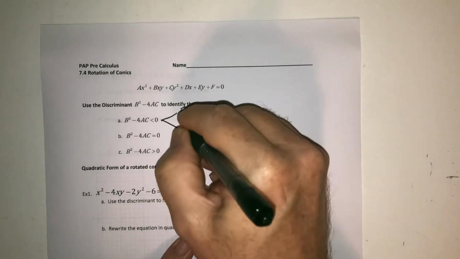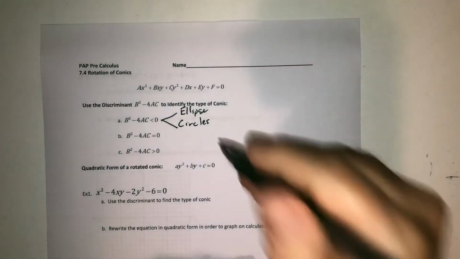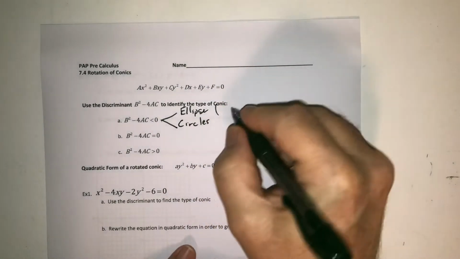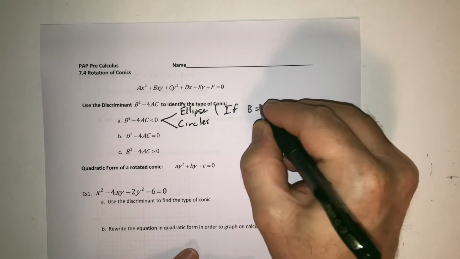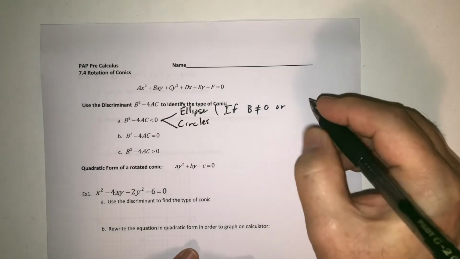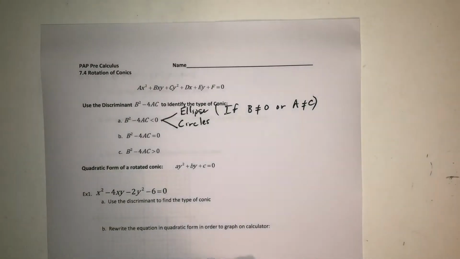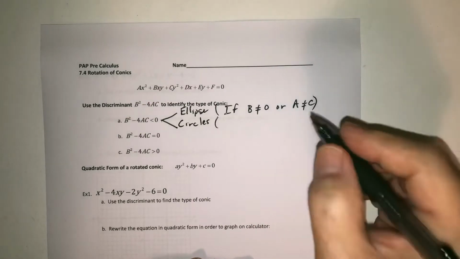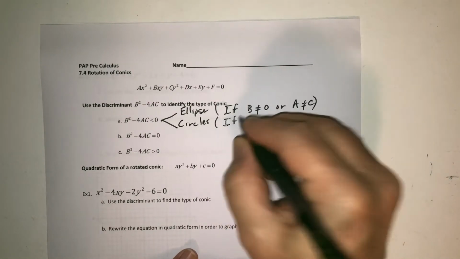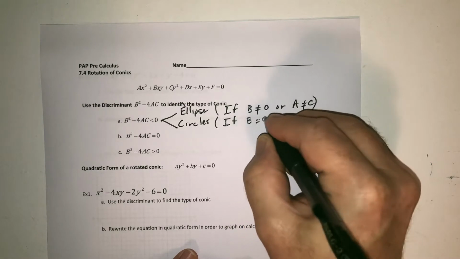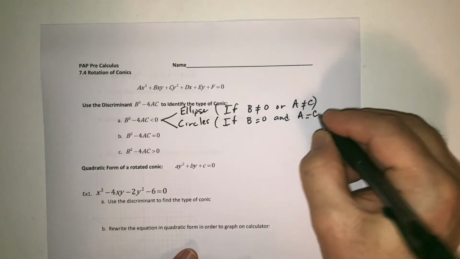Now let's write down when it's which one. It will be an ellipse if b is not equal to 0 or a is not equal to c. It will be a circle if both of those two things are true. It will be a circle if b is equal to 0 and a is equal to c.